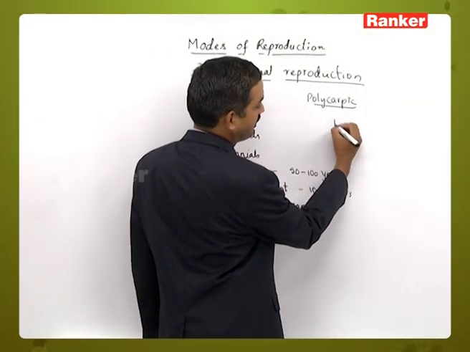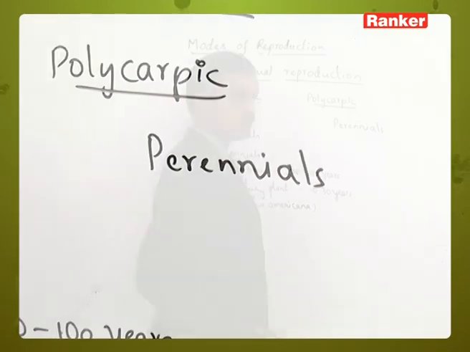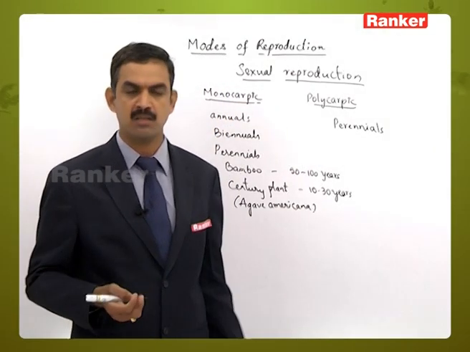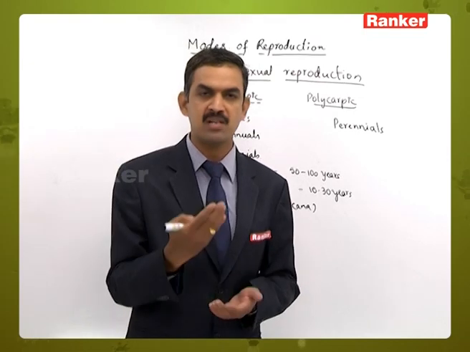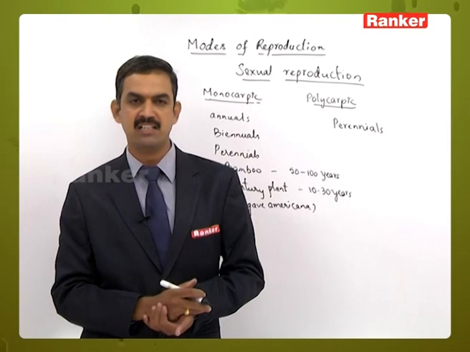Polycarpic character is observed in most of the perennial plants. Most of the perennial plants like peepal plant and mangoes give flowers and fruits seasonally, and that will be repeated every season in the year.